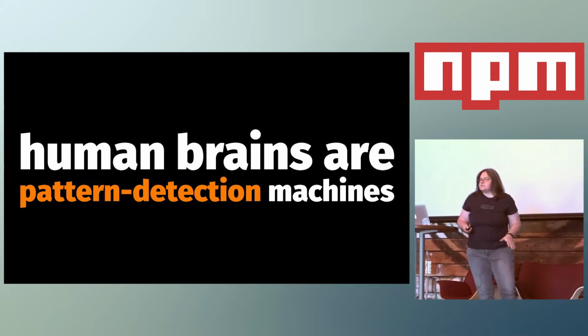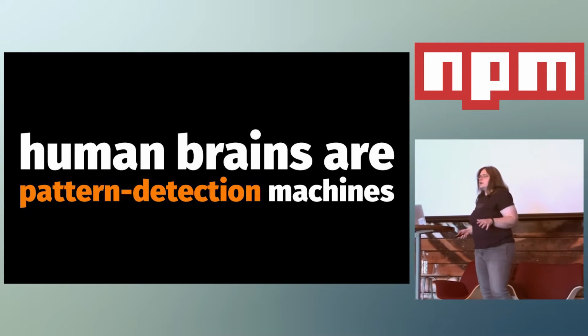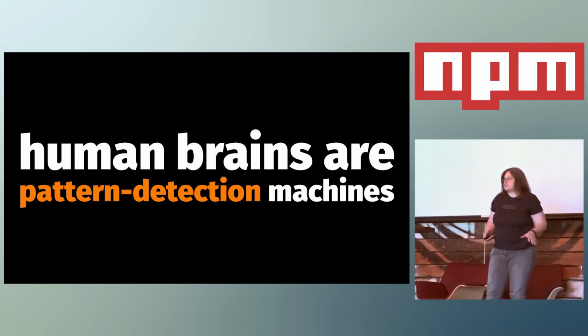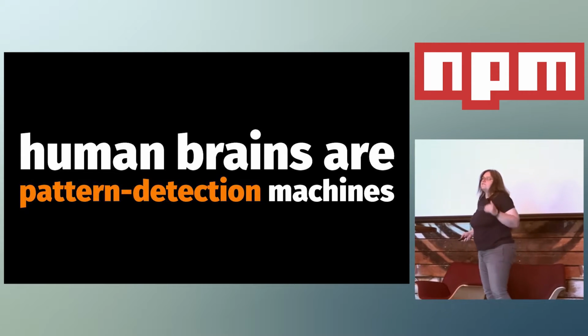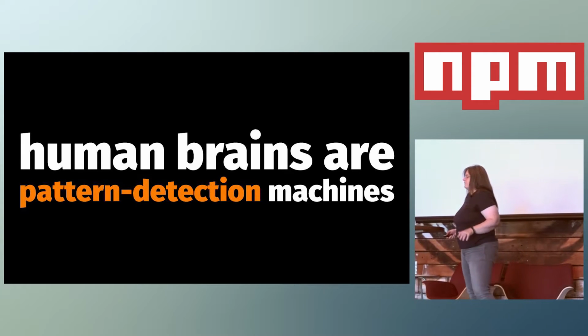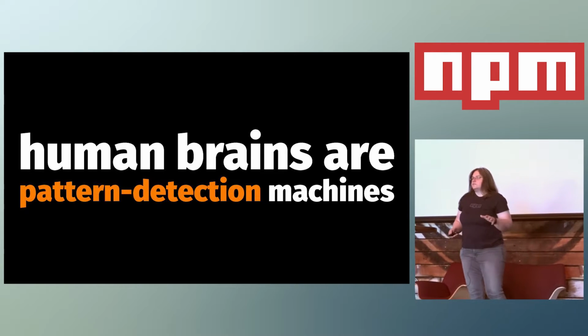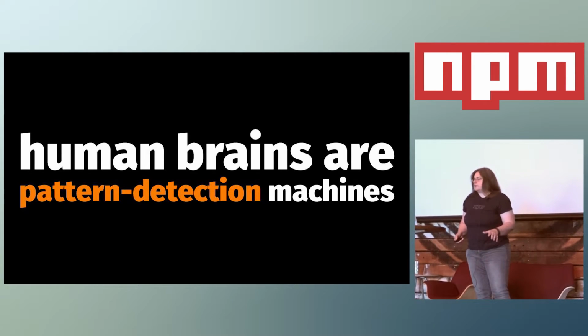So human brains are pattern detecting machines. We unconsciously search for and find patterns in everything that we do. You will have found a theme and a pattern to this conference, whether you're aware of the fact that you were looking for that or not, and whether the organizers of the conference intentionally put a theme there or not, you're going to find one. Because that's what our brains do. We see things, we match them to other things we've seen, and we find patterns.